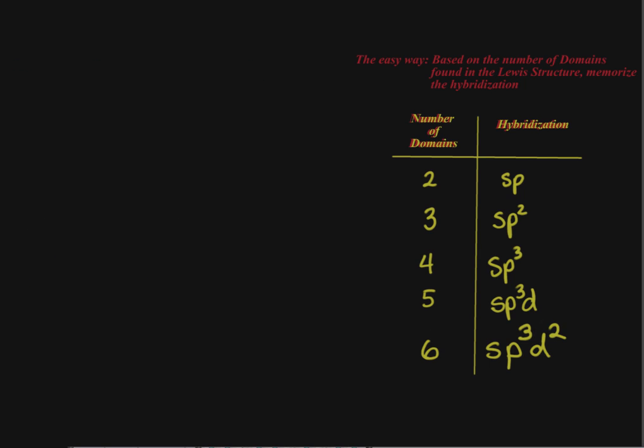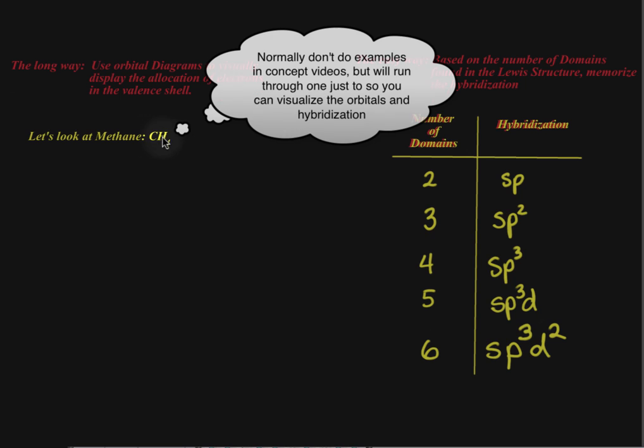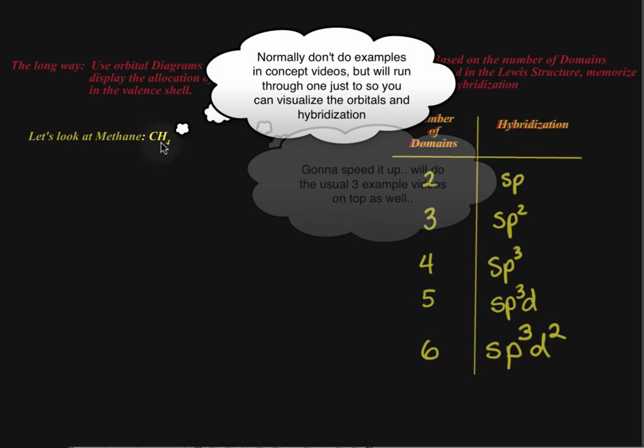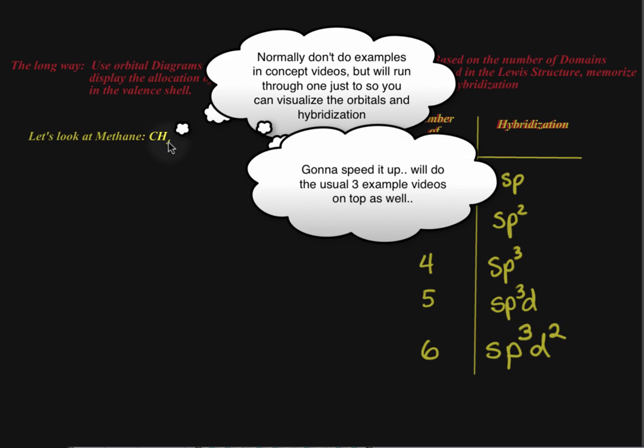Now what is the long way? Well, the long way is we have to use orbital diagrams to visually display the sharing of the electrons in the valence shell and the hybridization that occurs. Let's look at methane, for instance. Methane is just a simple sp3. If you don't know that, just by looking at this by now, you need to go back and practice. It's got 4 bonding domains. It's going to have 8 valence electrons, all of which are going to be bonding electrons. So with 4 domains, we know automatically it's sp3, but let's look at what's going on here.